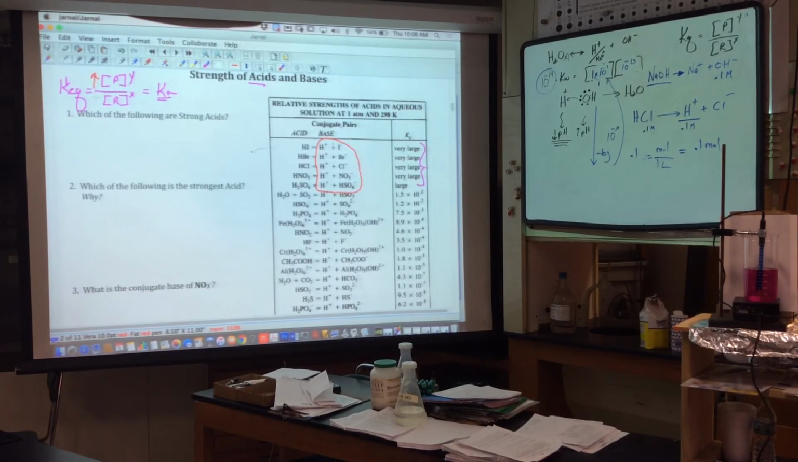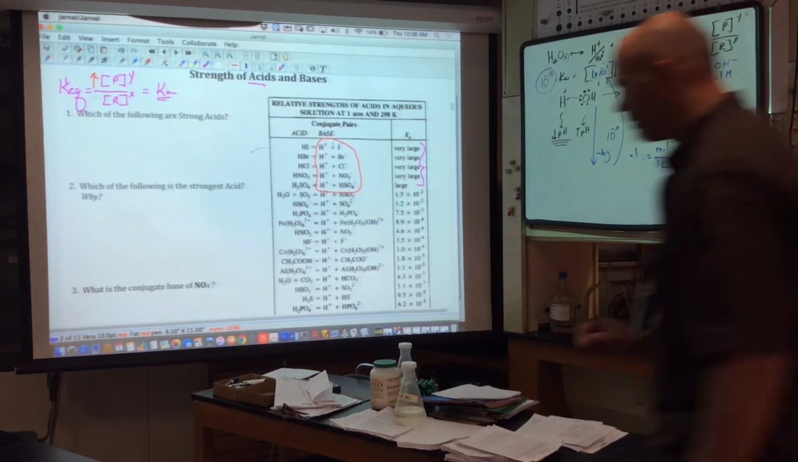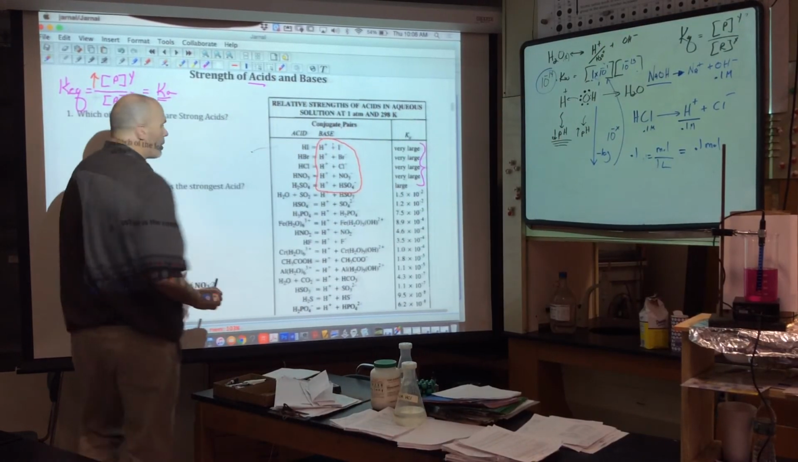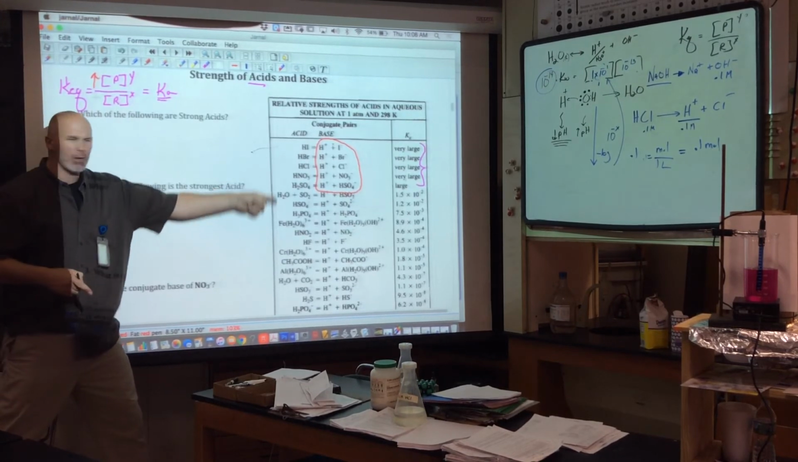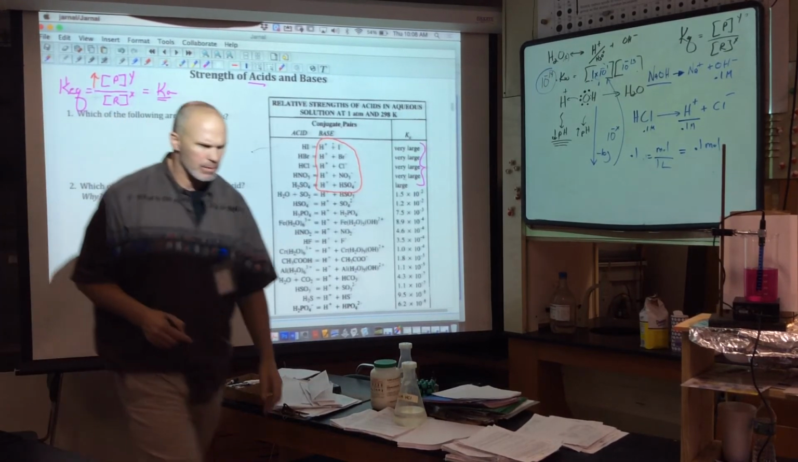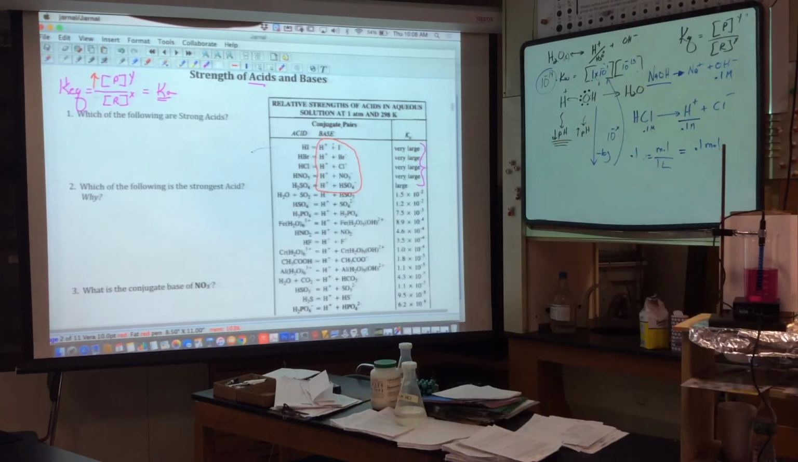In fact, we would say that those in this chart don't really have an equilibrium. They go one way. Their completion. Every single one of these does what? Gives off an H. There's no pushback. There's no reverse. So who are the strong acids? These top 5 in this chart.